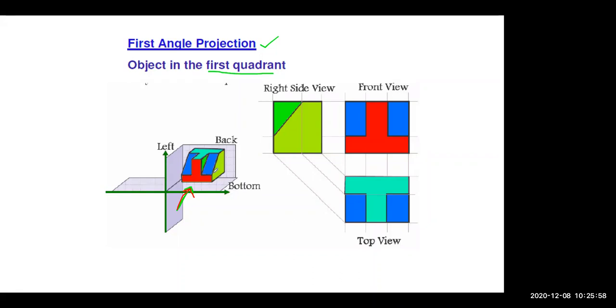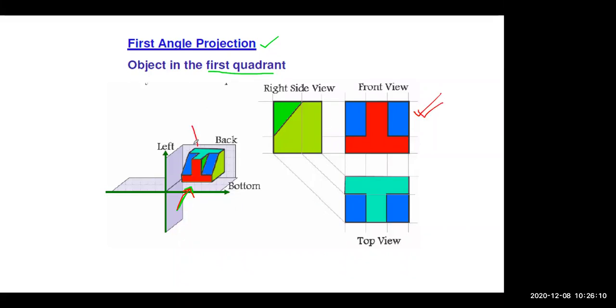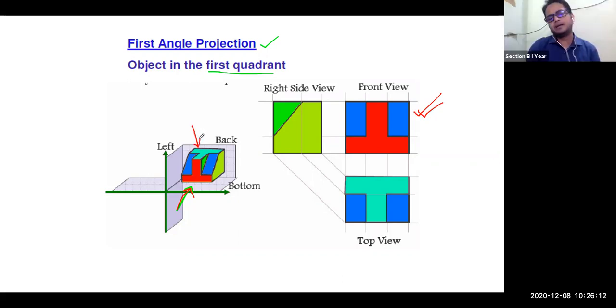Can you ask again, sir? There is one difference between this red face and this blue face in this projection. This is your front view, no? Here it is shown, and this is your isometric view. So what I am saying is that there is one difference between this red face and this blue face. Can you tell me that?